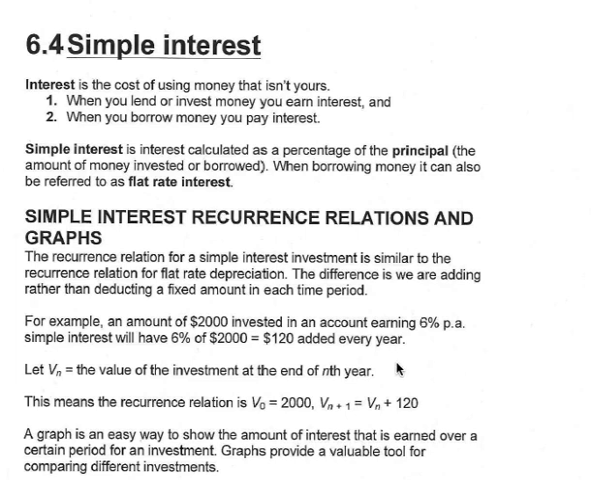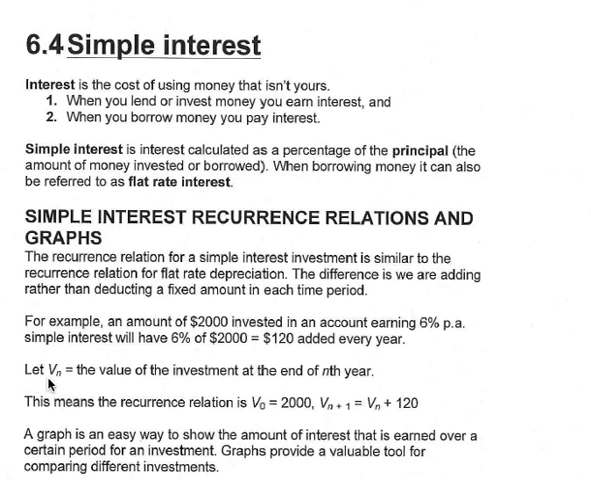Generally, it's yearly. So for an example, an amount of $2,000 invested in an account earning 6% simple interest will have 6% of that $2,000, so $120 a year. And we can actually calculate this through a recurrence relation.